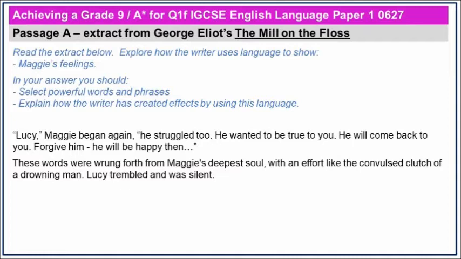Lucy, Maggie began again. He struggled too. He wanted to be true to you. He will come back to you. Forgive him. He will be happy then. These words were wrung forth from Maggie's deepest soul with an effort like the convulsed clutch of a drowning man. Lucy trembled and was silent.